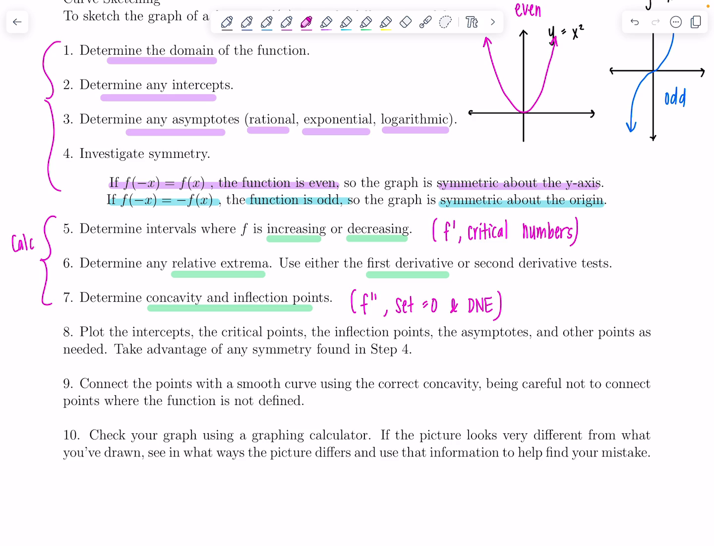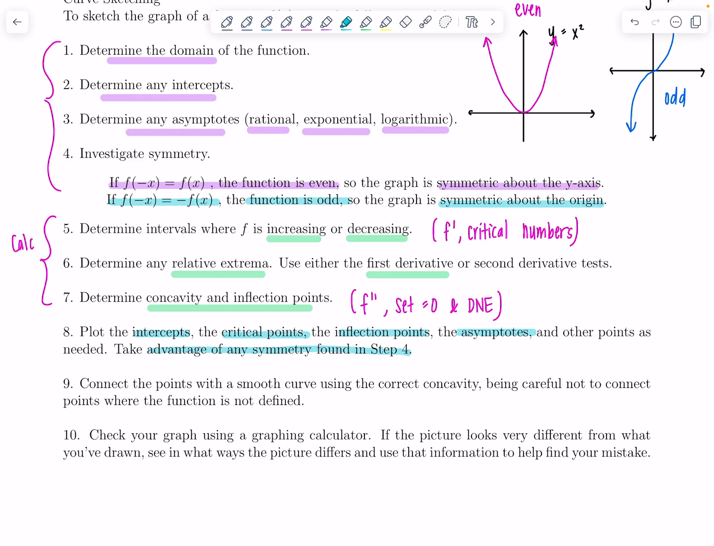And then step 8, you just put everything together. So all of the important points that you found from steps 1 through 7, you're going to graph them. So you're going to plot the intercepts, critical points, inflection points, asymptotes, whatever else. If you're still nervous, you just plot however many points your little heart desires till you feel good.